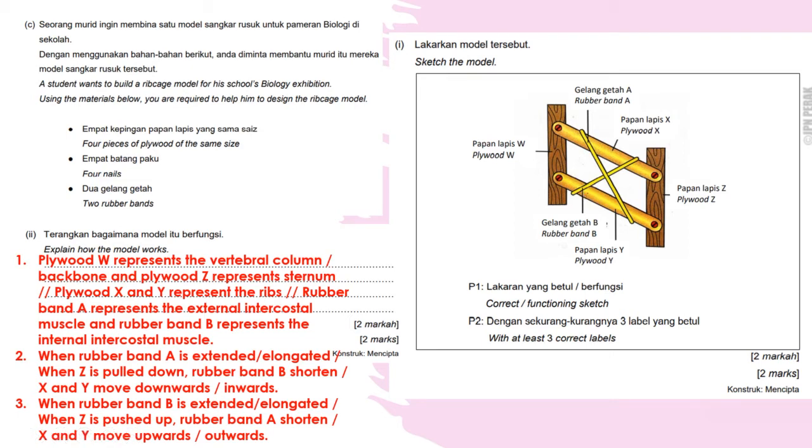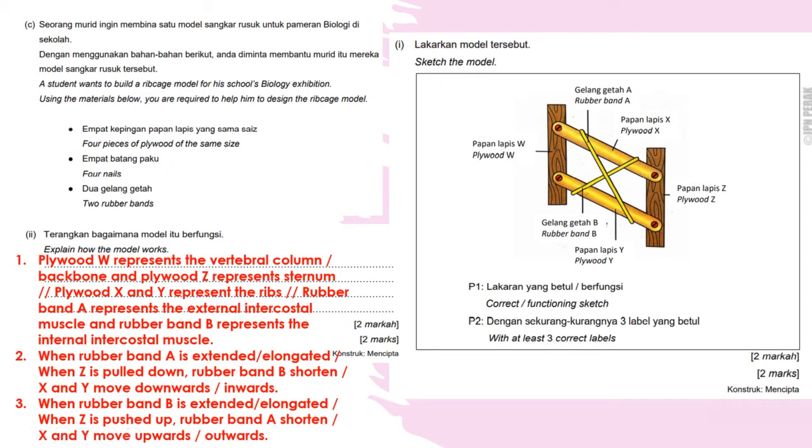Rubber band A shorten. Right. And then you also can explain about the plywood Z. When plywood Z is pushed up, okay, so what happened to the plywood X and Y? So plywood X and Y will move upwards. Yeah, will move upwards. Right?